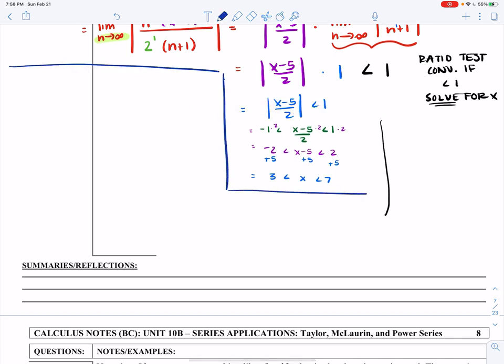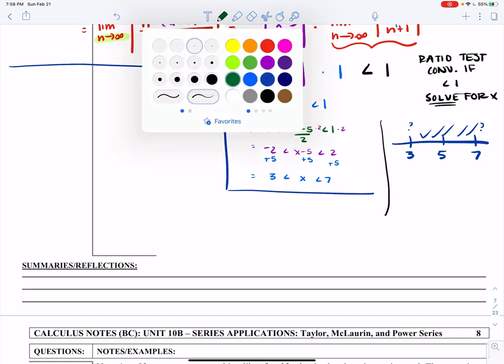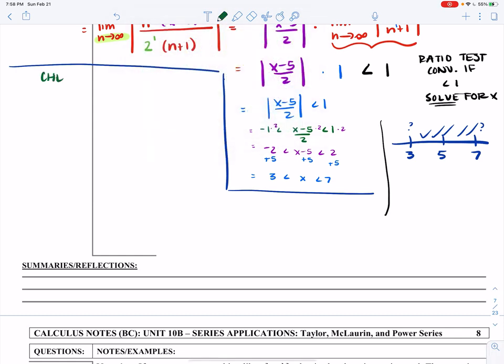Now this is the part that students really hate. Okay, so we know 3 to 7, everything in here is good. We want to figure out what's going on at 3 and 7. So checking endpoints. How do I do that? So if we go back up and we look at our original series.